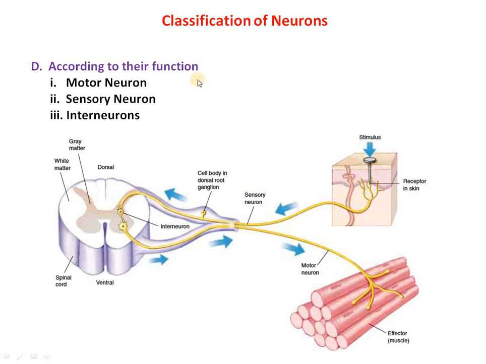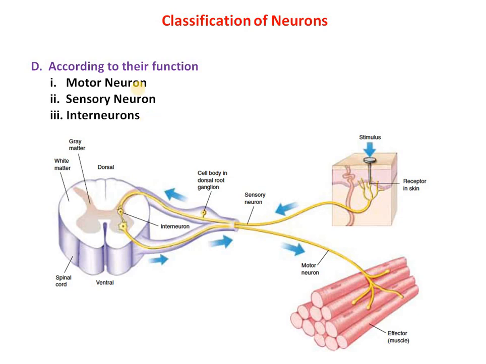According to their function, neurons can be classified into three types. Number one is motor neuron, number two is sensory neuron, and number three is interneuron. Motor neuron, sensory neuron and interneuron are basically responsible for collecting the information from different parts or different regions, or taking decisions like that.